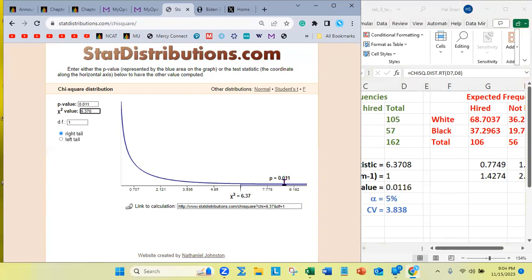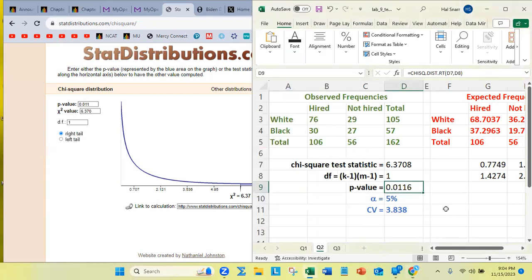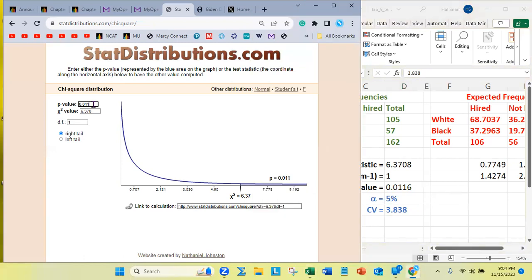This is rounded off here. This is not as accurate, right? So my p-value is actually 0.0116, not 0.011, right? Now I want to get the critical value of the test. So remember, when you're finding the critical value, you plug in the significance level. And I got a critical value of 3.838.